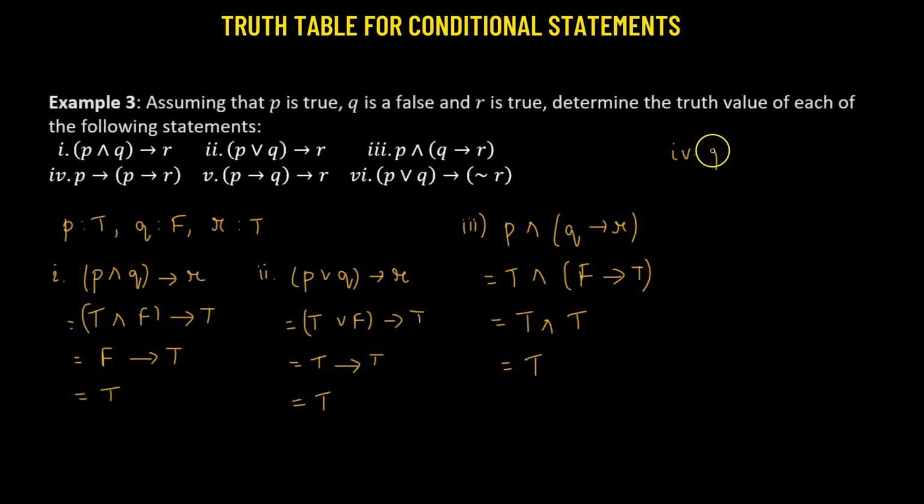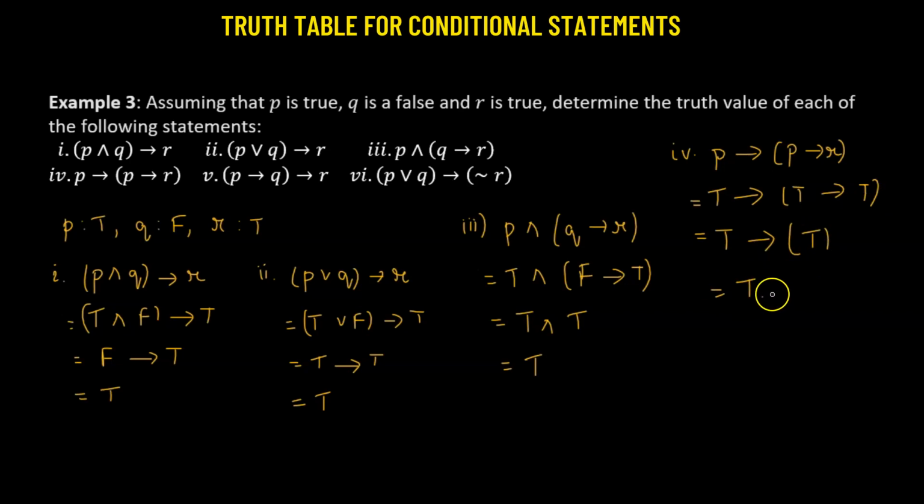So we have 4: if P, then R. Right. So P is true. We have true going to true. So if true, then true, this is a true statement. And again, if true, then true, this is a true statement. Now let's come to the 5th problem.